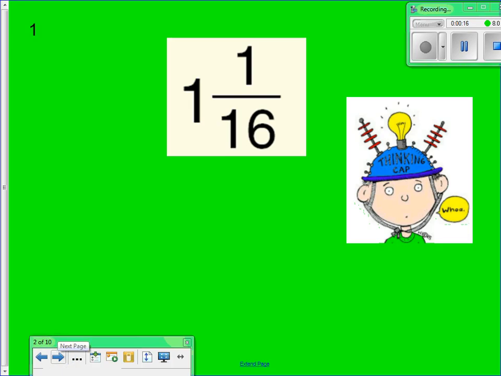We have a mixed number. Let's change this to an improper fraction. As an improper fraction, we want the numerator to be larger than the denominator. So all we're doing is this clock motion. We're multiplying first, right? And then we're adding. 16 times 1 is 16, plus 1 is 17. I have 17 over 16.